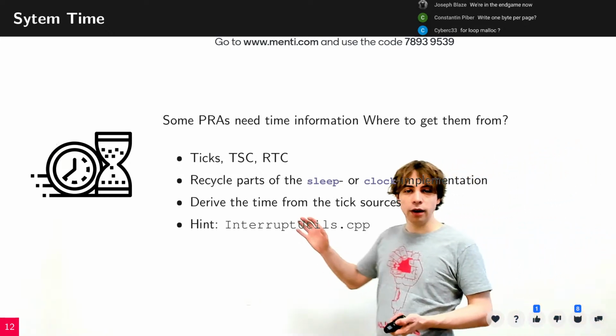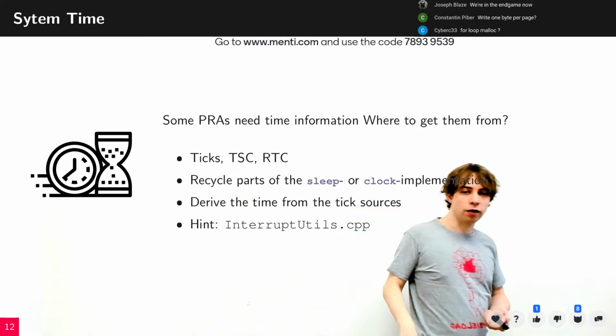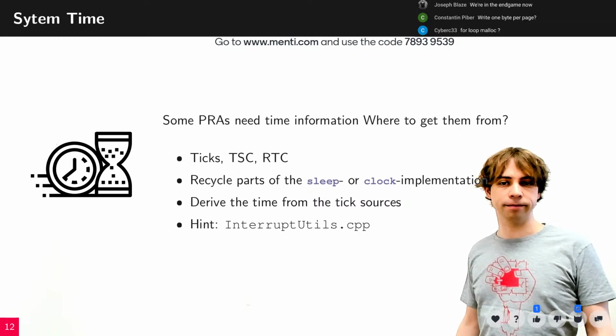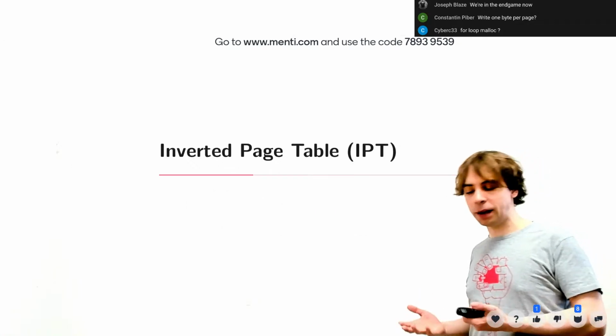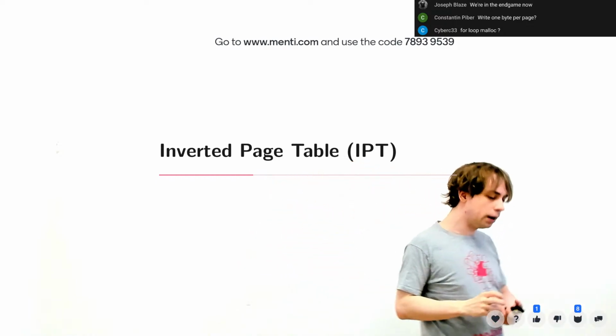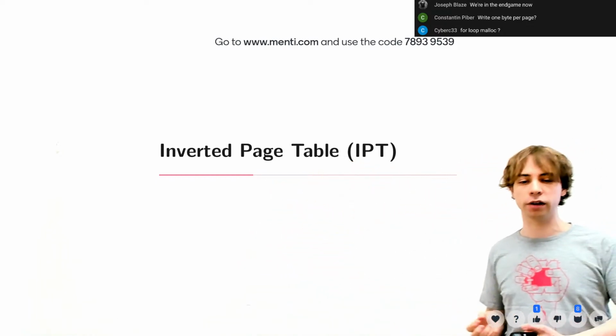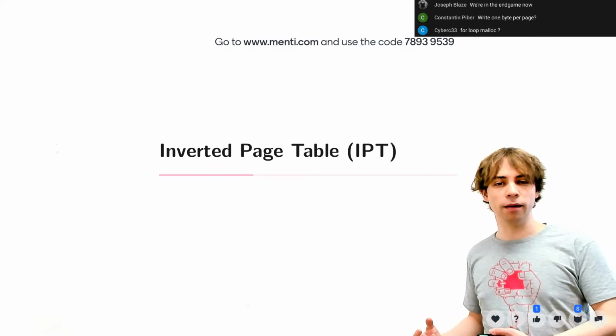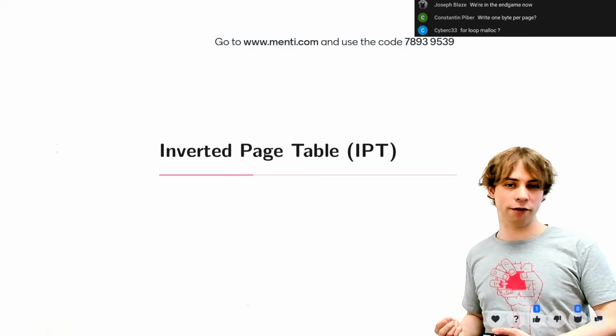Yeah, you can derive the time from any of these timing sources. In the interrupt utils, you might find code that you want to connect this to. Another big part in assignment 2, and this will probably be one of your performance bottlenecks, and probably the point where you run most often into locking errors.